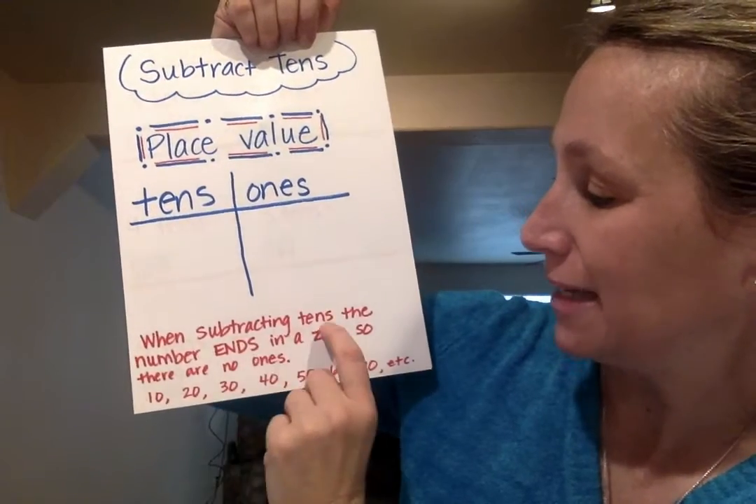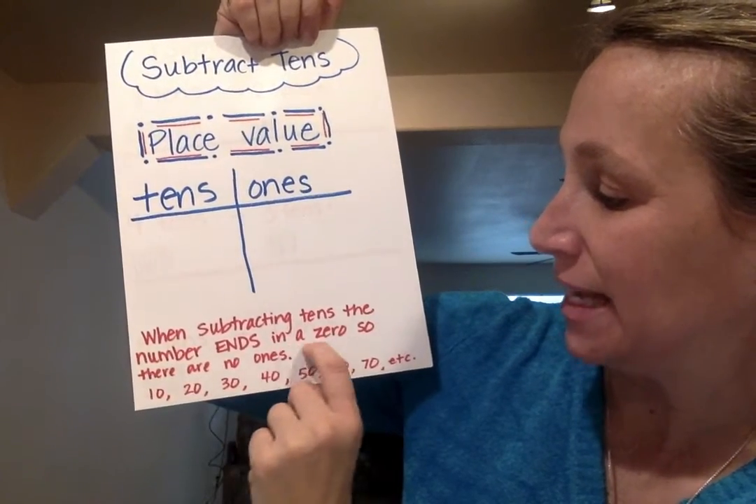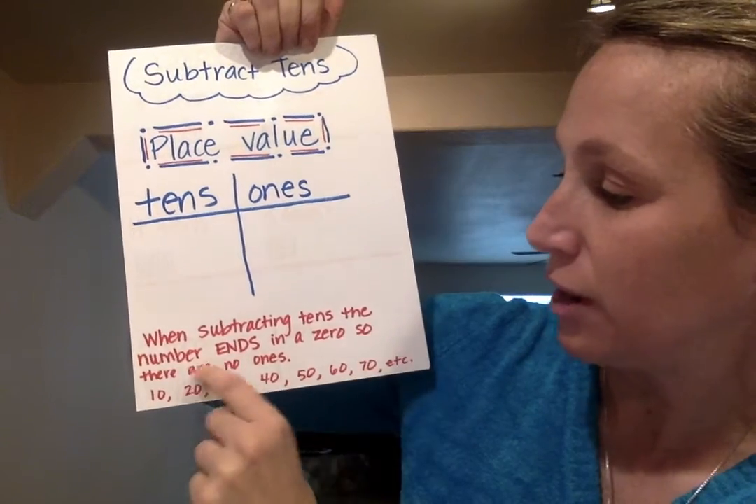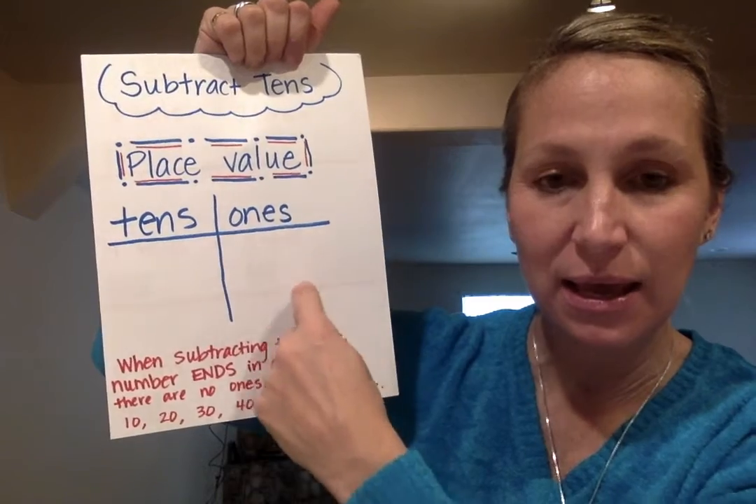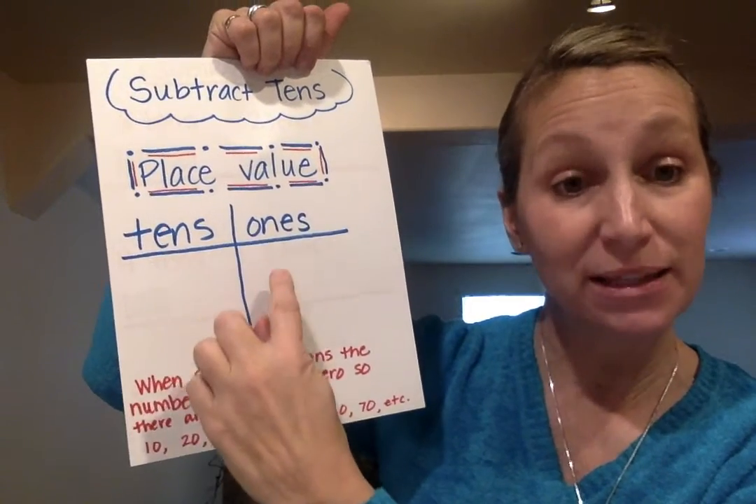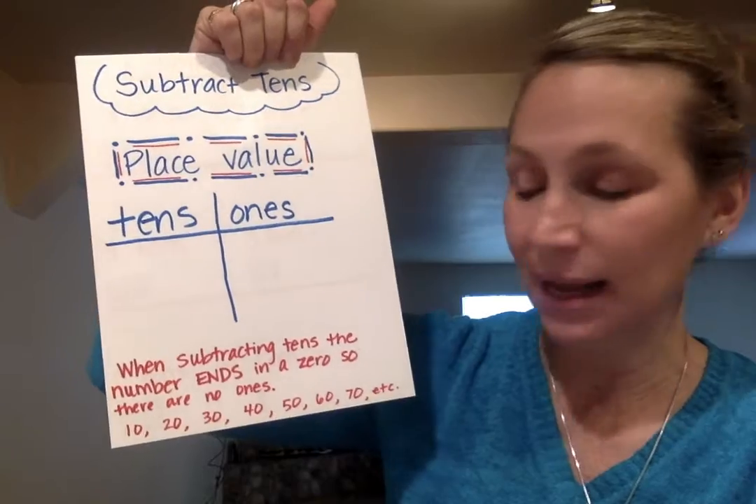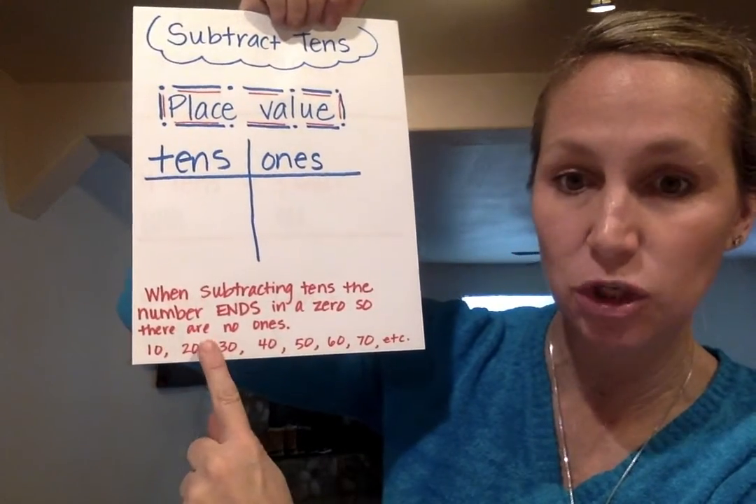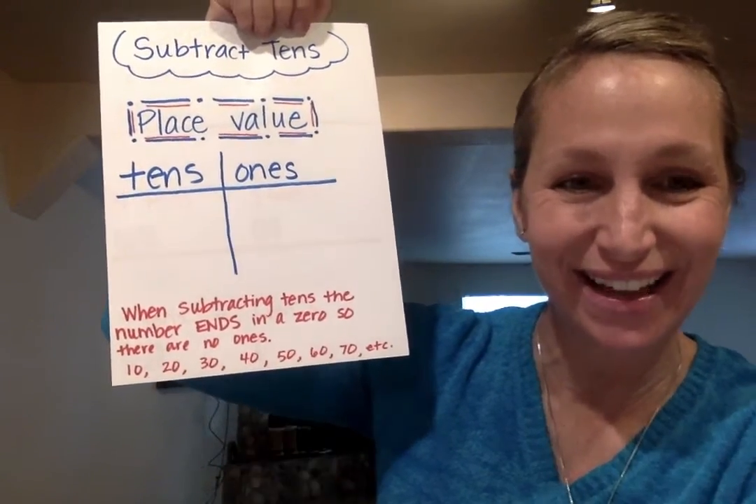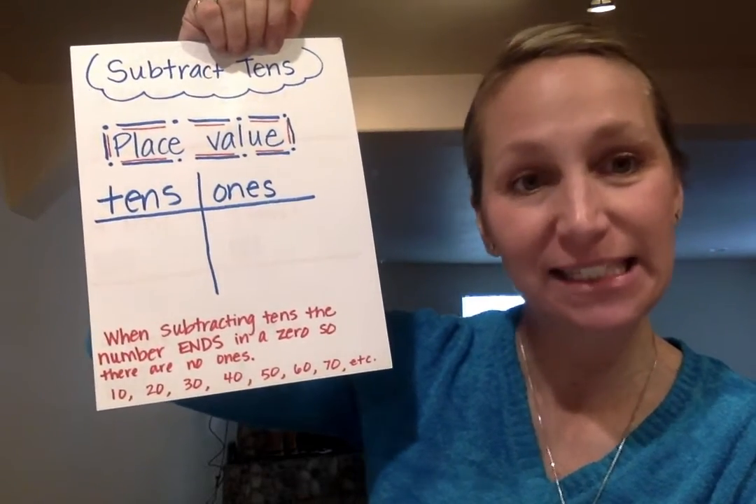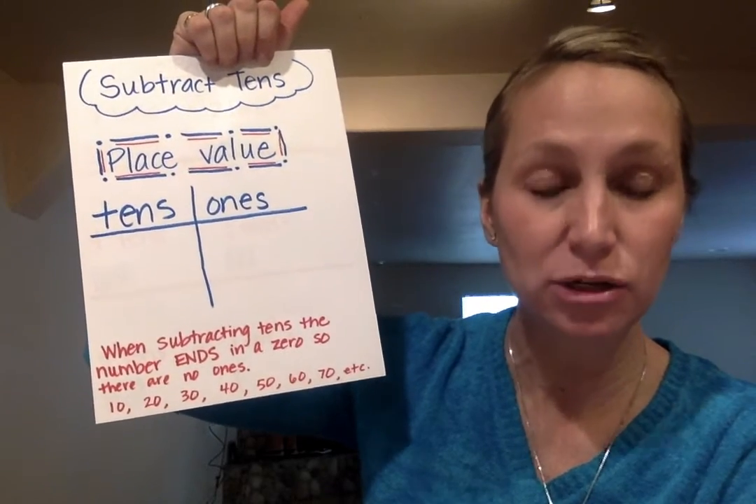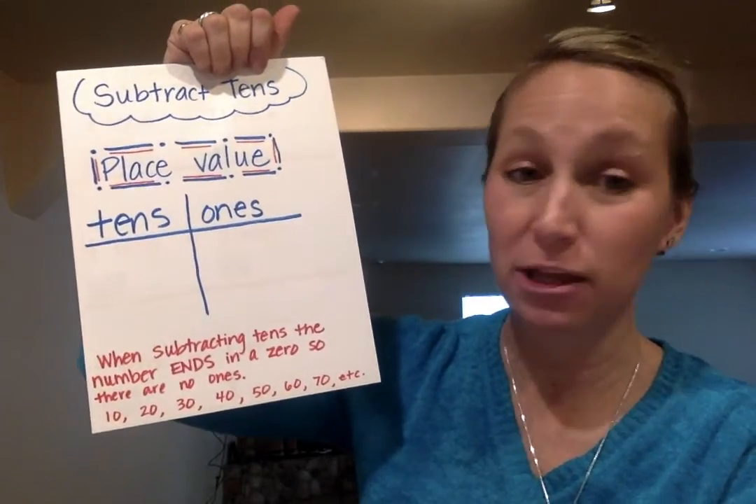So when subtracting tens, the number ends in a 0. So there are no ones. Today when we are subtracting tens, there won't be anything in the ones place value because all numbers that end in 10 end with 0. So we need to just think 10, 20, 30, 40, 50, 60, 70, 80, 90, 100, 110, 120. You can practice counting to 120 at home as well. So let's go over this.